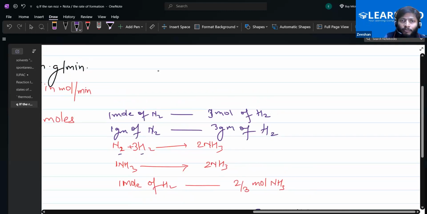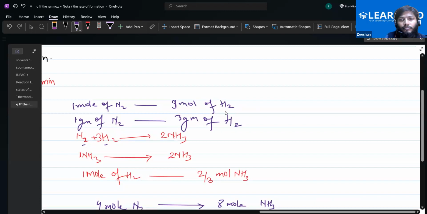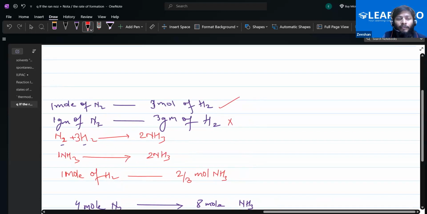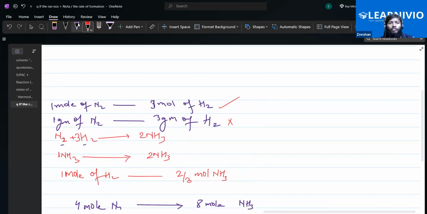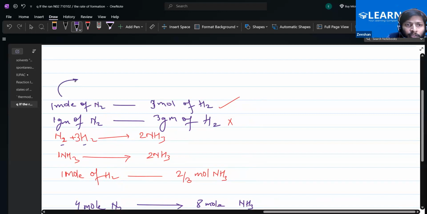If you have some problem, let me explain this also. See, first of all, this is wrong and this is correct. If anybody is saying 1 gram of nitrogen is reacting with 3 gram of hydrogen, how is this incorrect? First statement is correct according to Mamuna. The second one is wrong. So according to the first statement, this is correct.